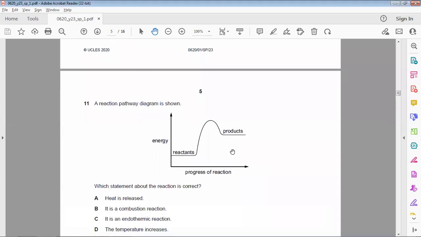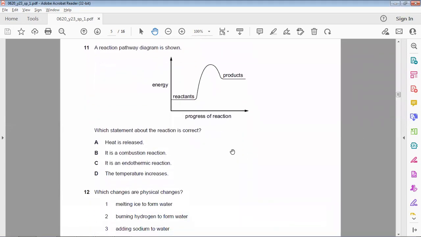Let's move on. Energetics question. You have energy and progress of reaction. Which statement about this reaction is correct? Well, first of all, is heat released? No, heat is not released because the products are on a higher level. That means heat has been absorbed from the surroundings. When heat is absorbed from the surroundings, for example in the photosynthesis reaction where sunlight heat is absorbed, that is a diagram for an endothermic reaction. So it is an endothermic reaction. Part C is the correct answer.